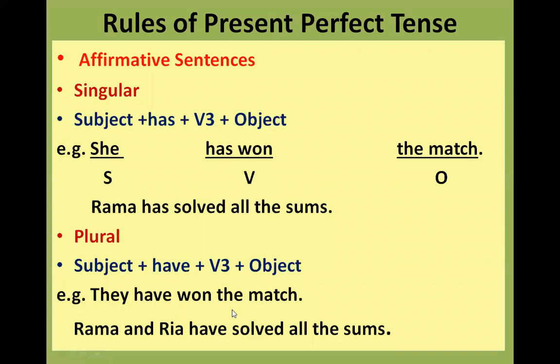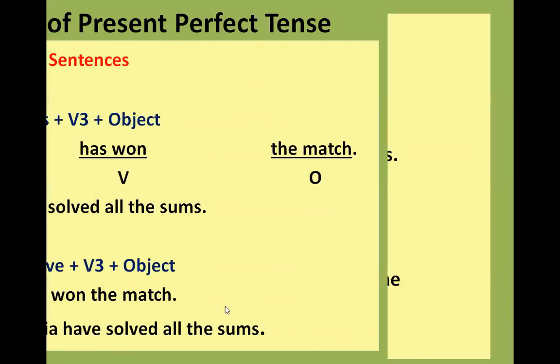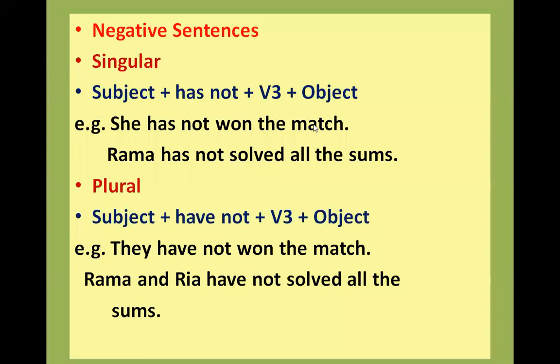They have won the match. Rama and Ria have solved all the sums. So when the subject is plural, use have plus verb third form. In negative sentences, we add not with has, have. So in singular, subject has not plus V3 plus object. She has not won the match. Rama has not solved all the sums. In case of plurals, subject have not V3 plus object. They have not won the match. Rama and Ria have not solved all the sums.